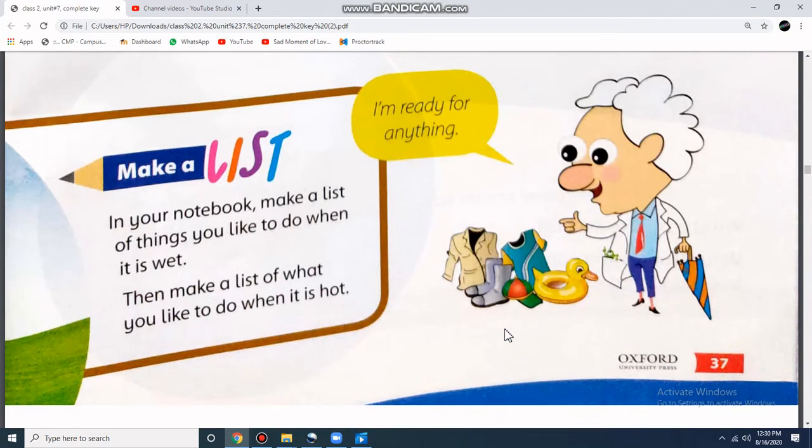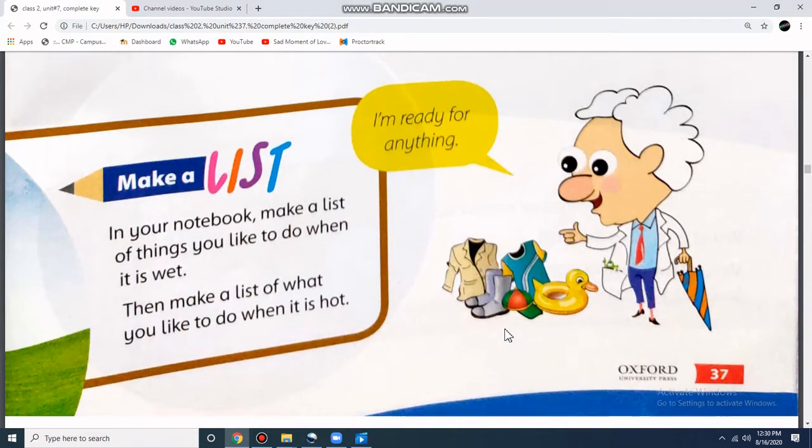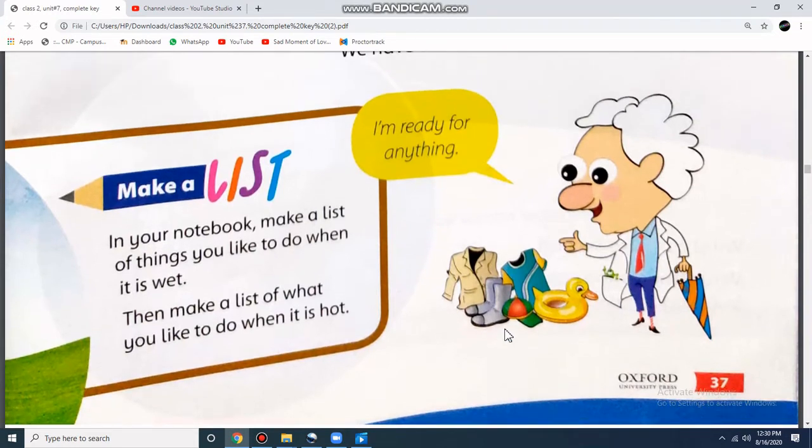Okay. I am ready for anything. क्या मतलब है इसका? I am ready for anything. What is the meaning of I am ready for anything? In your notebook, make a list of things you like to do when it is wet. When it is a rainy day, what do you like to do? You have to make a list. Then make a list of what you like to do when it is hot. Okay, the last two lines. In hot days, what do you like to do? Tell me.